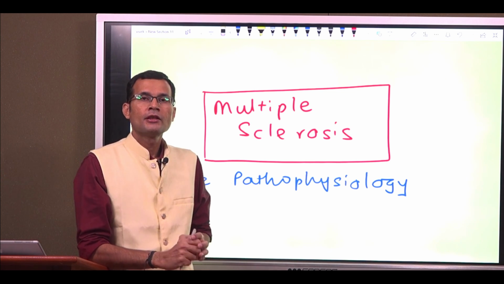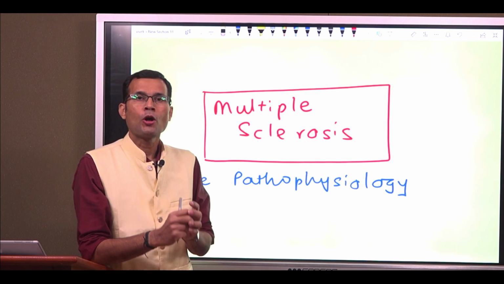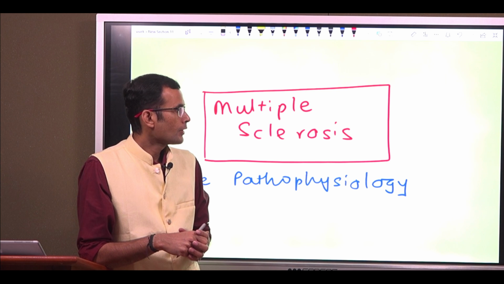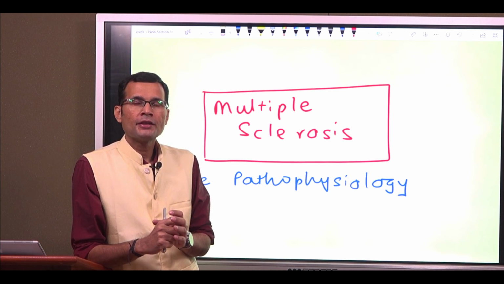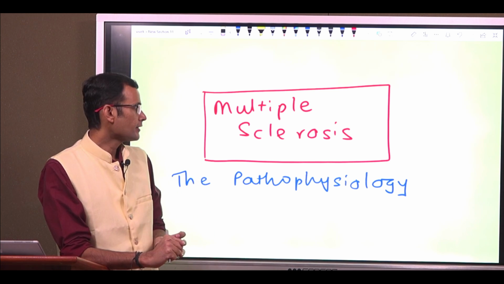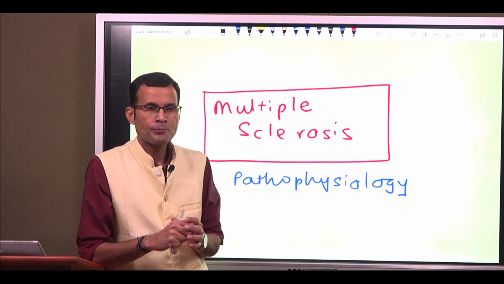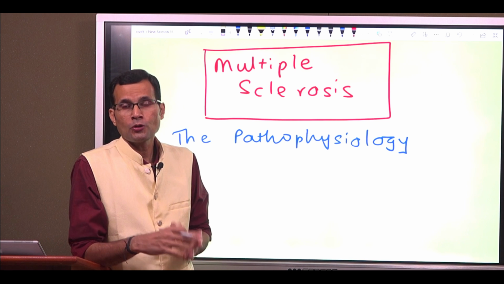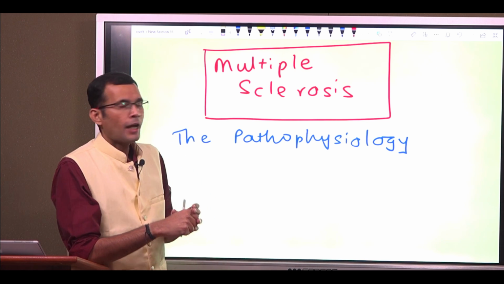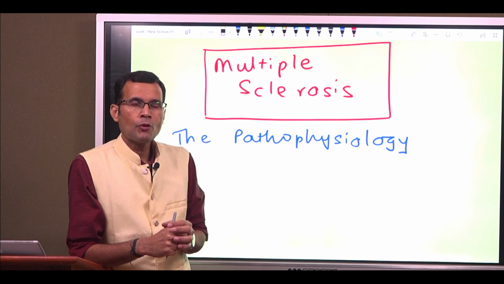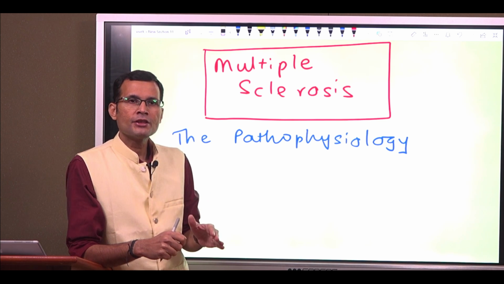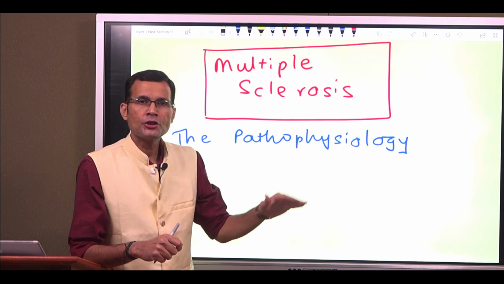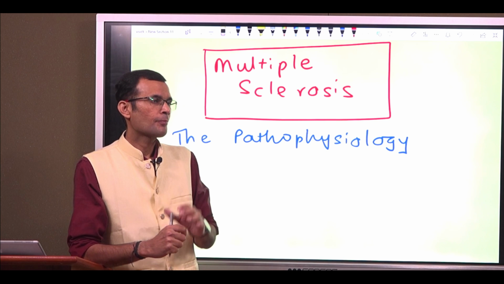Hi friends, this video is on neurophysiology. We are going to discuss a disease related to the CNS, and that's multiple sclerosis. Now this is a demyelinating disease of the neuron or the nervous system, and due to the demyelination there are manifestations of conduction block through the nerves.